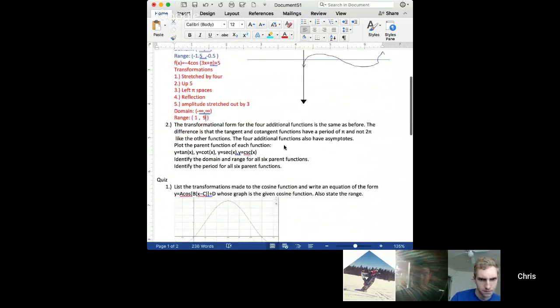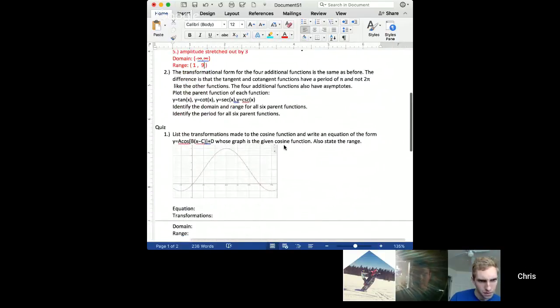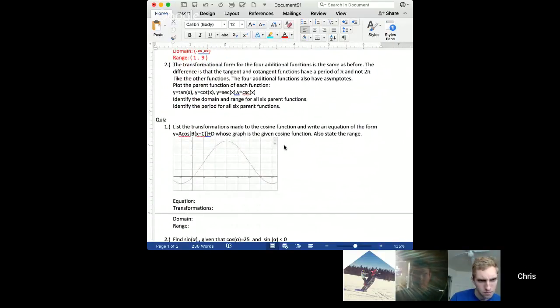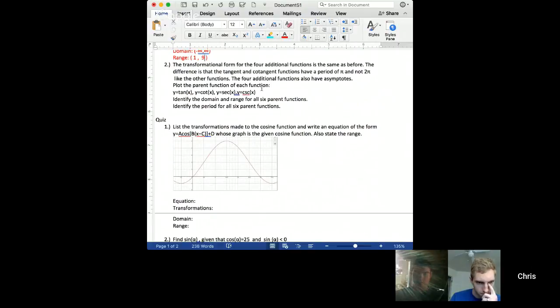Number 2. The transformational form of the 4 additional functions is the same as before. The difference is that the tangent and cotangent functions have a period of pi and not 2 pi. Like the other functions, the 4 additional functions also have asymptotes. Plot the parent function for each function: tangent, cotangent, secant, and cosecant.